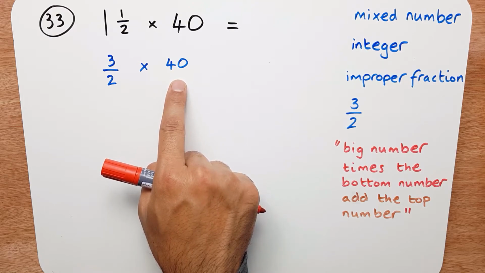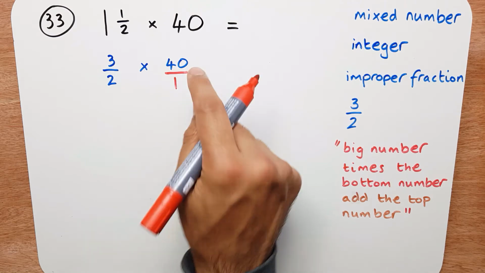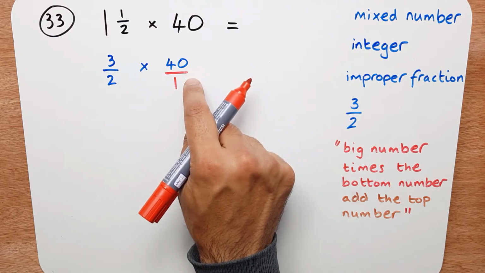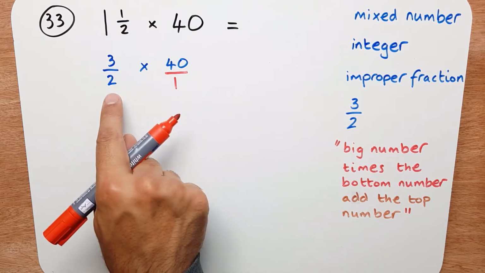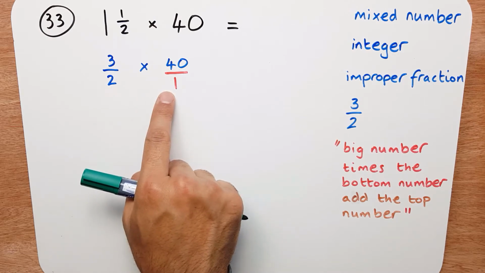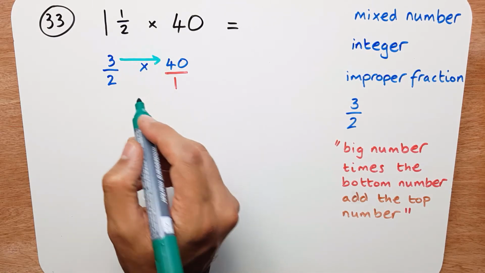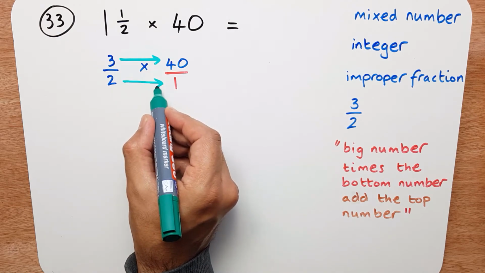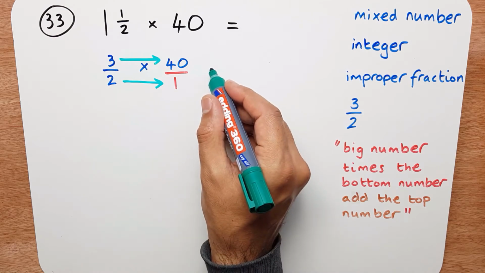Now how I like to do this, I like to write the whole number divided by 1. 40 over 1. Because now this is a fraction. So now I have two fractions. And that's quite easy to do. All you do is you multiply the numerators and you multiply the denominators. You multiply straight across. So let me write that there.